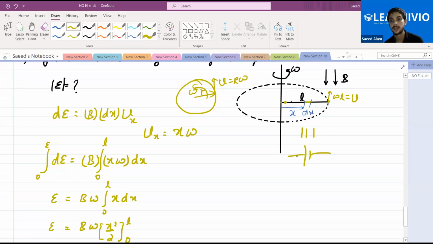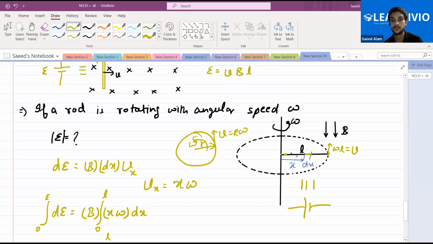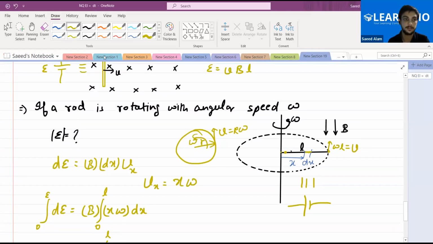Understood? Yes, sir. Is this clear to both of you? Yes, sir. Okay.